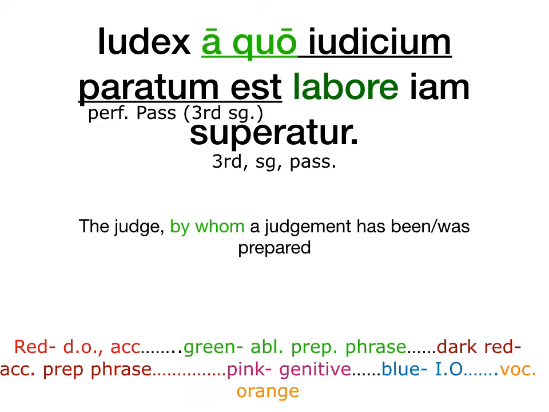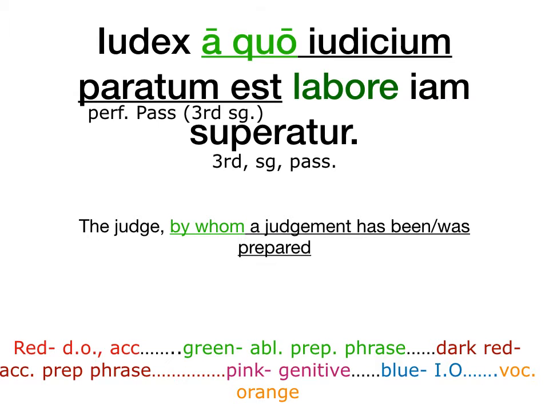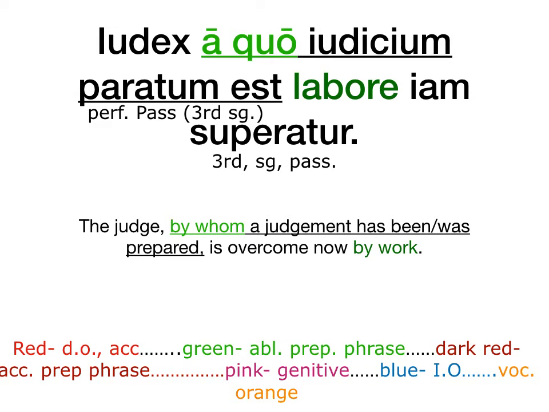All right, so let's keep moving and finish off the main clause. The judge by whom a judgment has been prepared. Labore iam superatur. What happens to this judge? It's a passive verb, so something is happening to him. So the judge maybe is overcome now by work. Okay. So the main clause has a passive verb going on with its own little ablative of means.